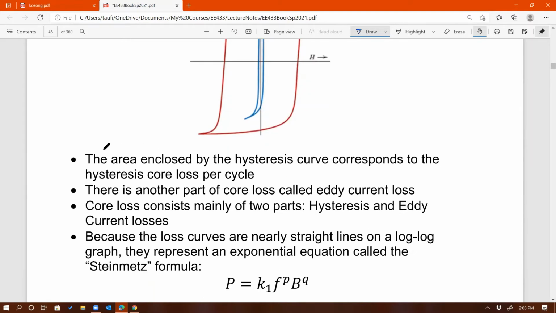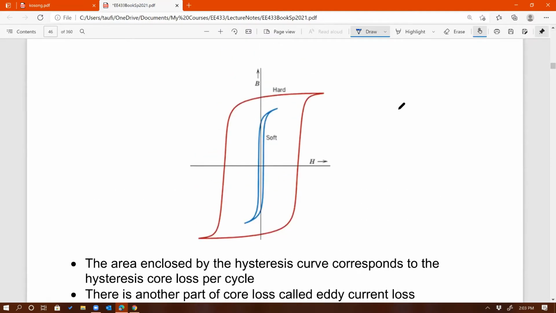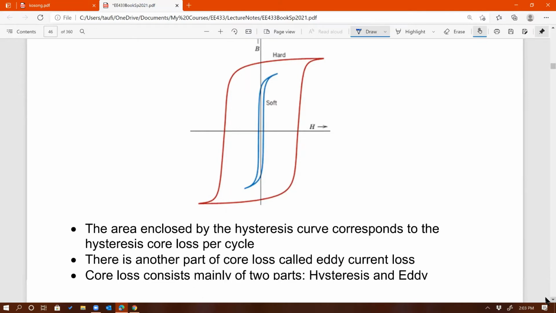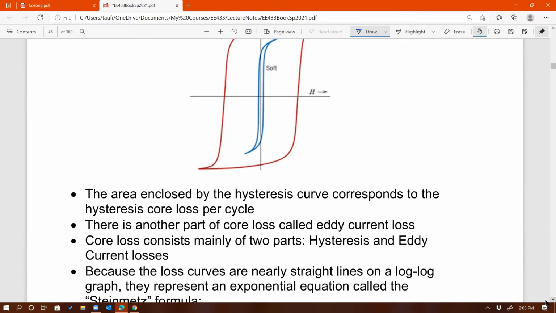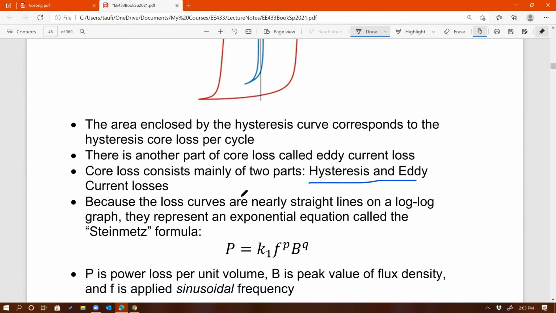All right. So another important thing for us to be aware of is that the area enclosed by the hysteresis curve corresponds to the hysteresis core loss per cycle. So that is part of the core loss. A magnetic core will have losses as well, just like an electrical wire. The two different types of losses are hysteresis loss and eddy current loss, which I mentioned right here. So those are the two different sources of core loss: hysteresis and eddy current losses.